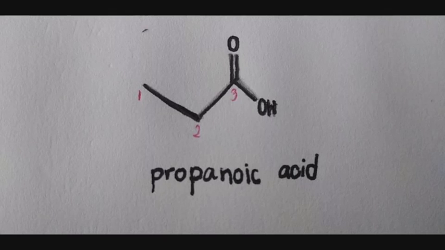In this example, there are 3 carbons, therefore its prefix should be propa. After identifying the prefix, it is time to identify the suffix. The suffix used in carboxylic acid functional groups is oic acid. Therefore, adding the suffix to the prefix propa, the name of this compound should be propanoic acid.